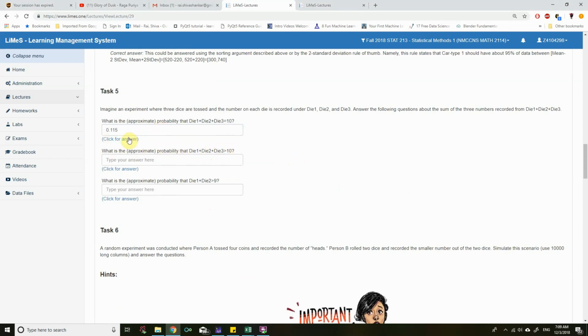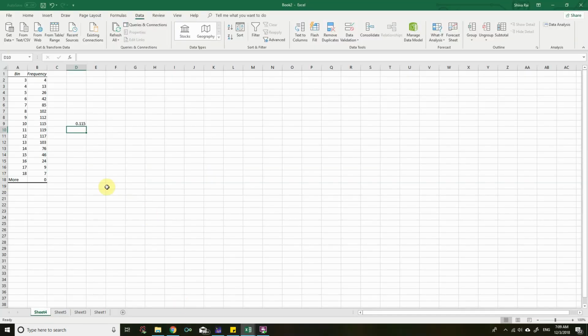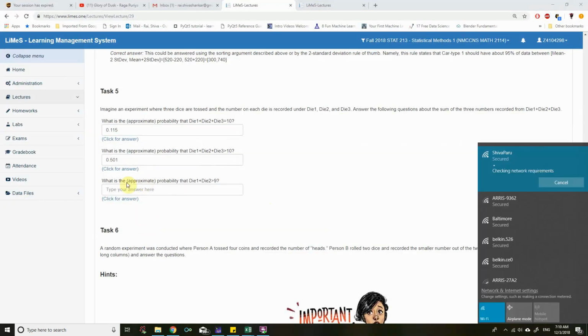Sorry for the internet, it's not working. So what is the approximate probability that die 1 plus die 2 plus die 3 is greater than 10? Greater than 10 means you need to go for all of these values. So you can just write, and the probability is the sum from 11 up to 18 divided by 1000. So that's 0.501.